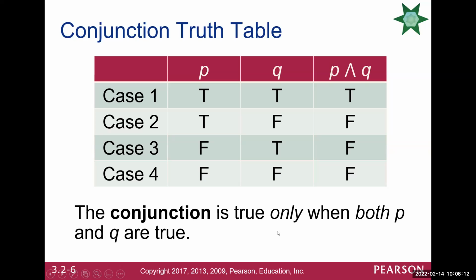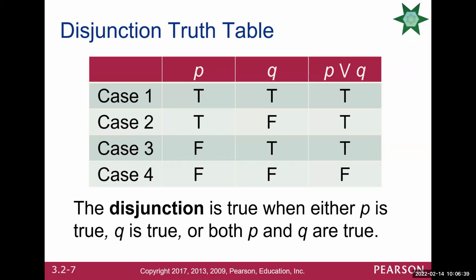The conjunction is when we say the word and. So that's why I say, is P and Q true at the same time? If the answer is yes, then the outcome is true. So T and T equals T. Everything else with that and, or that conjunction symbol, you get false.